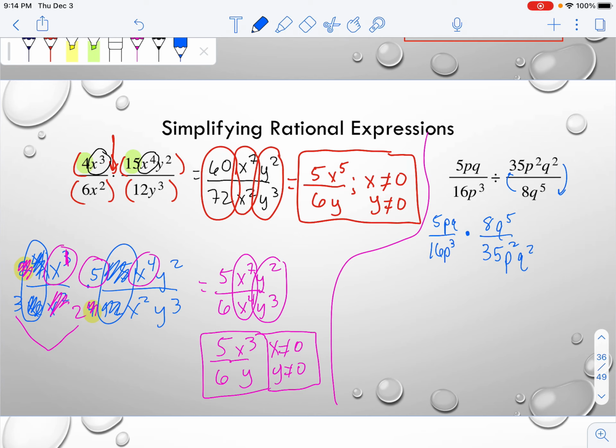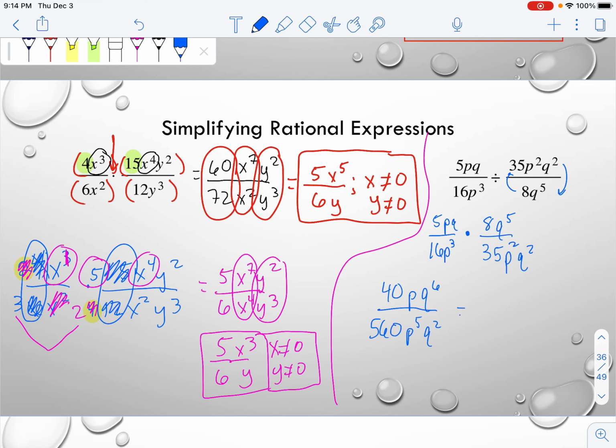All right, so once again, you might look and say, well, the 5 and the 35 each contain a 5, so you pull a 5 out of them. The 8 and the 16, you pull an 8 out of them. You could do it that way. I'm going to multiply everything out instead and show you that way. So our 5 times our 8 for our numerator is 40. And I have 1p and then q to the 6th. And our denominator, 16 times 35 is 560. And I have p to the 5th and then q squared.